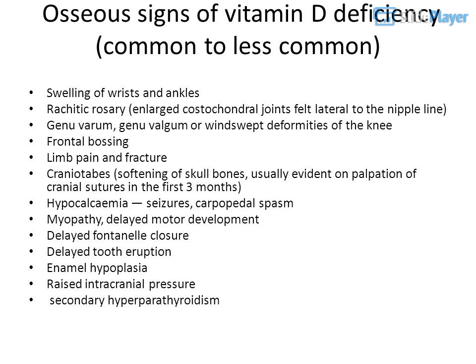Osseous signs of vitamin D deficiency, common to less common. Swelling of wrists and ankles. Rachitic rosary, enlarged costochondral joints felt lateral to the nipple line. Genu varum, genu valgum or windswept deformities of the knee. Frontal bossing. Limb pain and fracture. Craniotabes, softening of skull bones, usually evident on palpation of cranial sutures in the first 3 months.